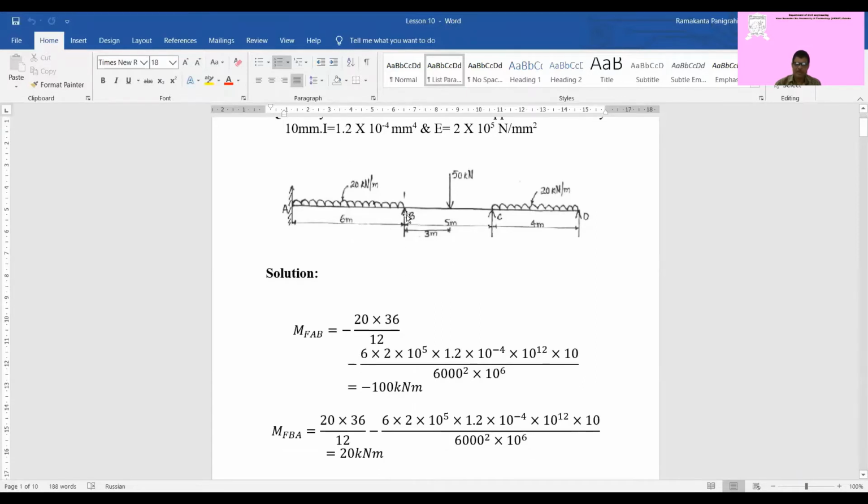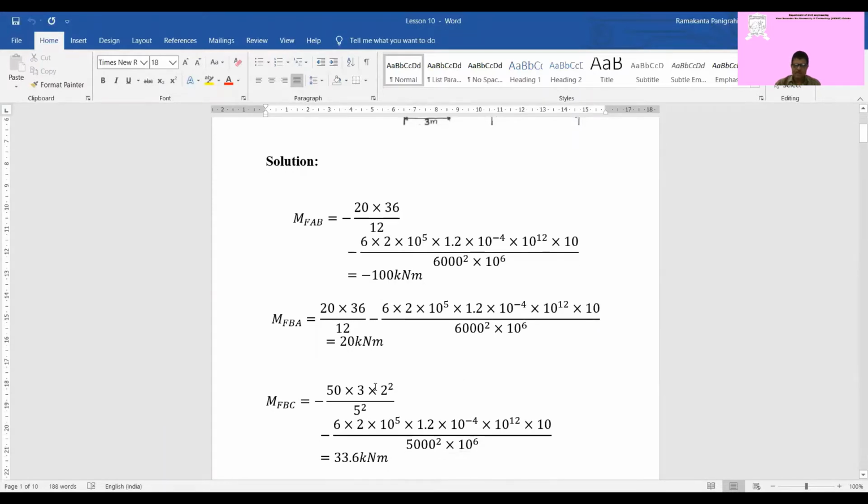Now here, because support B moves downward, MFAB will be equal to the UDL term, WL square by 12, 20 into 6 square, minus WL square by 12, minus 6EI delta by L square. Again the unit should be kilonewton meter. Since E is in Newton per millimeter square and I is in millimeter to the power 4, with everything converted to millimeter, the result in Newton millimeter is divided by 10 to the power 6 to give kilonewton meter. Be cautious while calculating the values, otherwise it will be wrong.